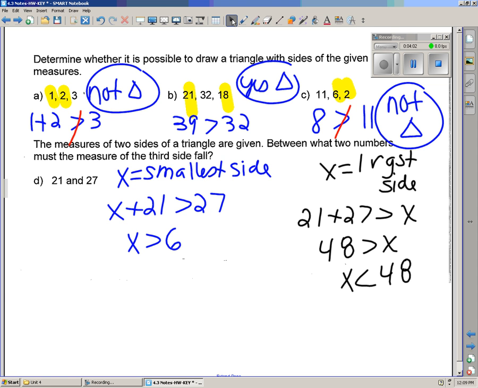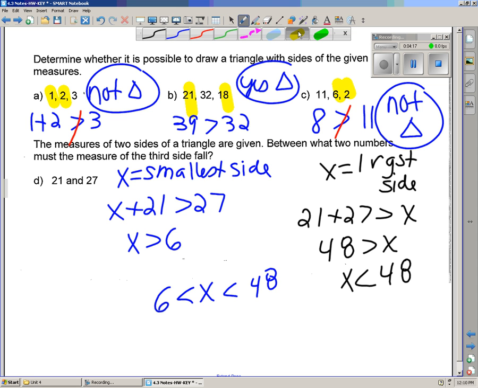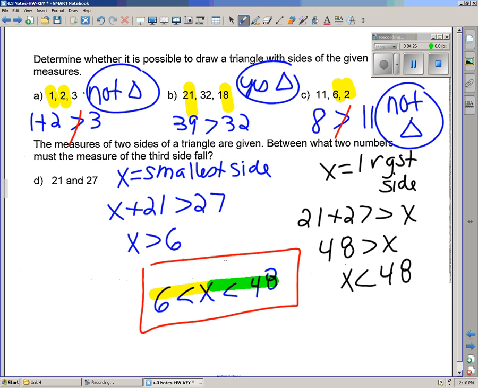So bottom line, to find the possible sides of the third side, it would be where 6 would be less than x, which would be less than 48. In other words, x has to be more than 6, because that's what we found on one side. At the same time, x has to be less than 48. And this is how you would write the inequality: 6 is less than x, which is less than 48.